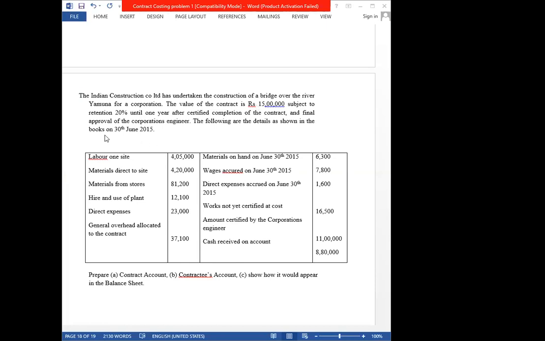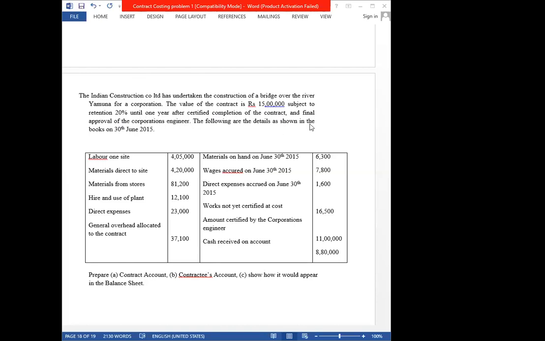It's subject to retention 20% until 1 year after certified completion of the contract. It means 20% they will retain the amount. This 20% will be settled after the completion only. This is their condition. Whatever it is, for you, the 20% is nothing but retention ratio. And what is the cash ratio? The remaining, that is 100 minus 20, 80% is the cash ratio. Okay. And the final approval for the corporation's engineer.